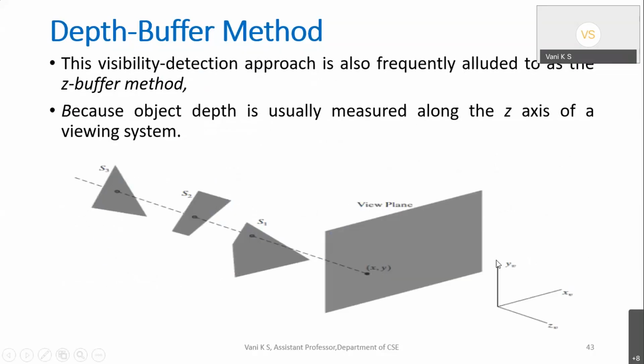So this is an example here. If this is the view plane and there are three surfaces back to back, this is the front surface, then the middle and the back, so three faces are there. Now, how do we decide whether each pixel is visible or not? There is an algorithm for that. I'll show you that, then I'll come back to this diagram.